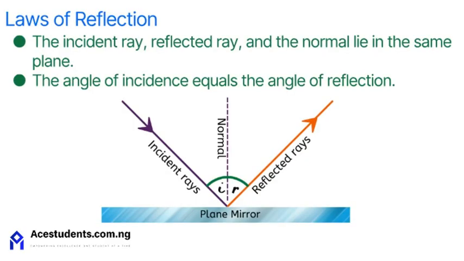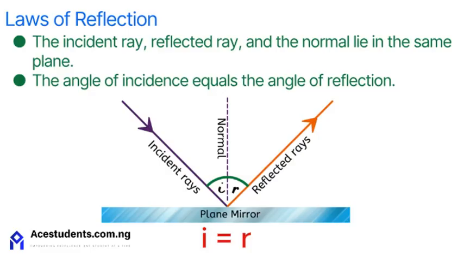Let's explore the laws of reflection. There are two laws of reflection. Number 1. The incident ray, the reflected ray, and the normal at the point of incidence all lie in the same plane. Number 2. The angle of incidence is equal to the angle of reflection.